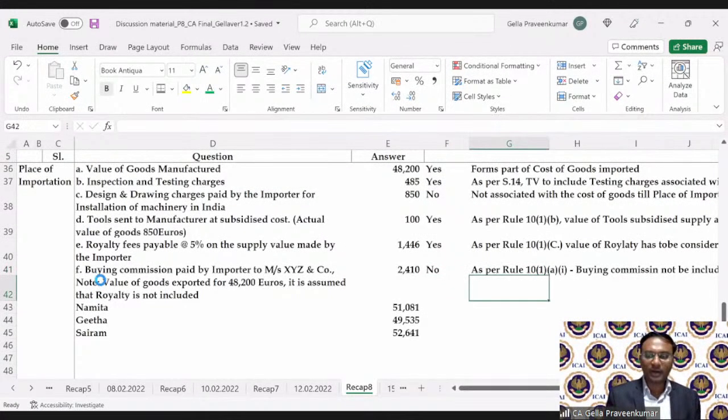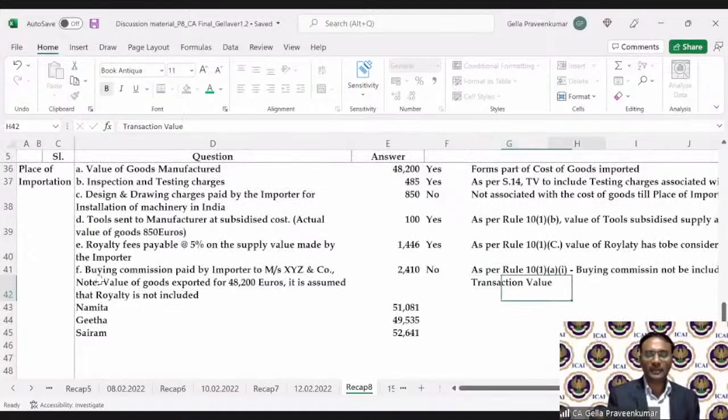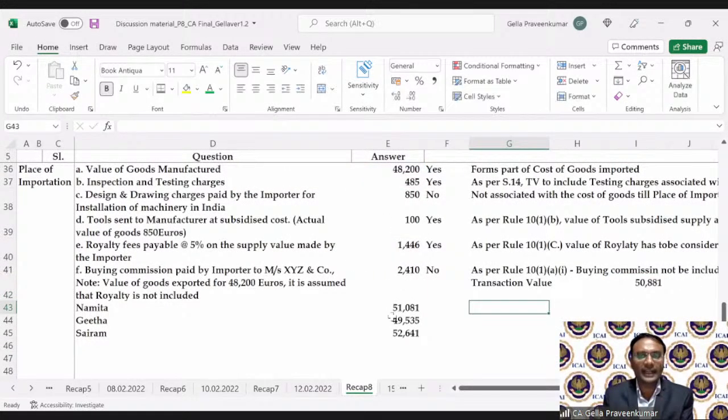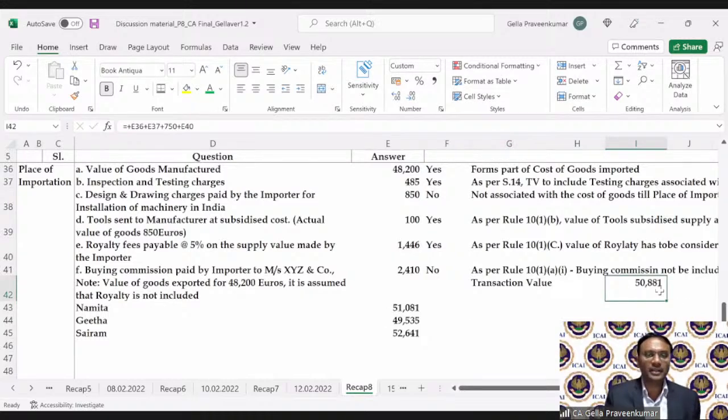So now, applying all these provisions, transaction value. What I will do, I'll add 48,200. I'll add 485, your testing charges. I'll add, instead of 100 euros, I'll add 750 euros. To that, I'll add royalty of 1,446. Adding all this, I'm getting 50,881.